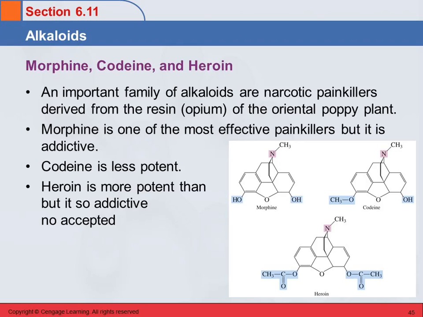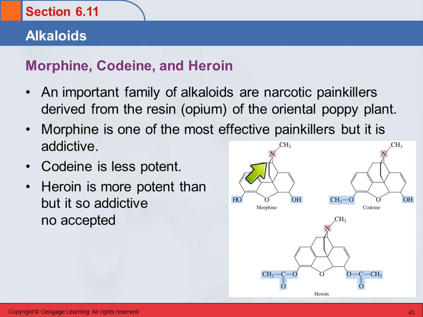Morphine, codeine, and heroin. This is an important family of alkaloids, the narcotic painkillers. And these are derived from the resin of the oriental poppy plant. So these are derived from opium. Opium is, of course, an addictive, I guess you would call it recreational drug.